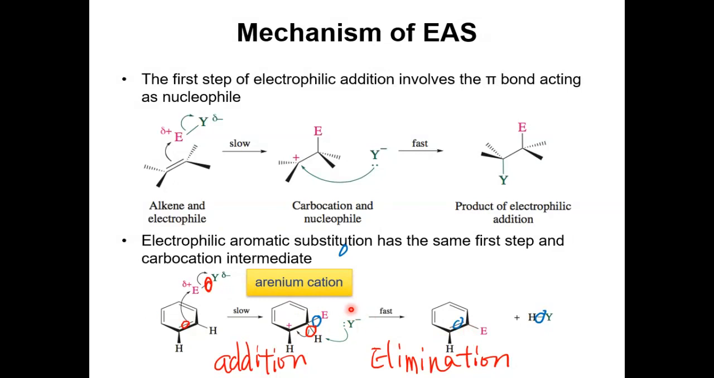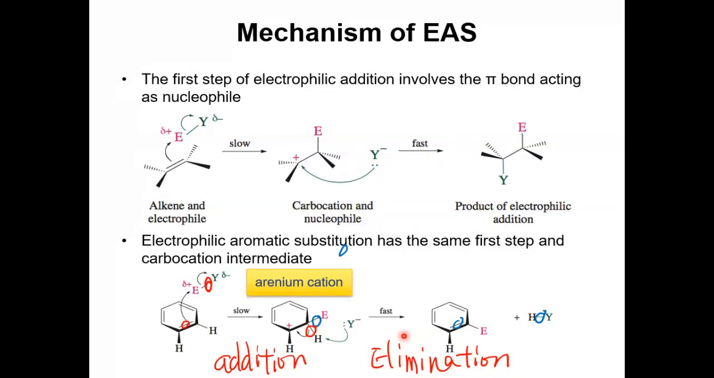Obviously, this Y minus can also take the E away. But doing this just goes back to the starting material, and it doesn't bring any change to the system. So I'm not saying this Y minus cannot take the E away. It will. It is happening, but just going back to the reactants does not bring any change to the system, so we don't need to consider that.